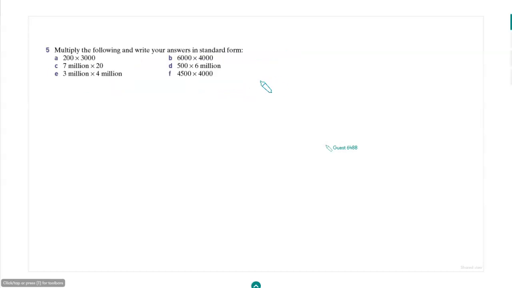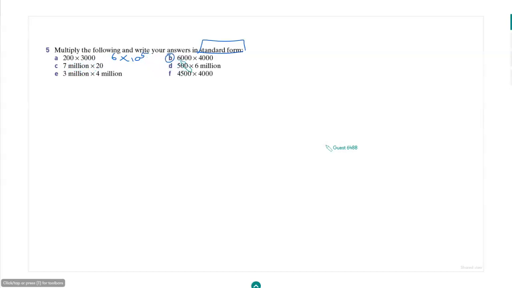Then, multiply the following and write your answers in standard form. 6 million, in standard form. Will you write the answer in standard form? 6 times 10 to the power of 5. Okay, good.